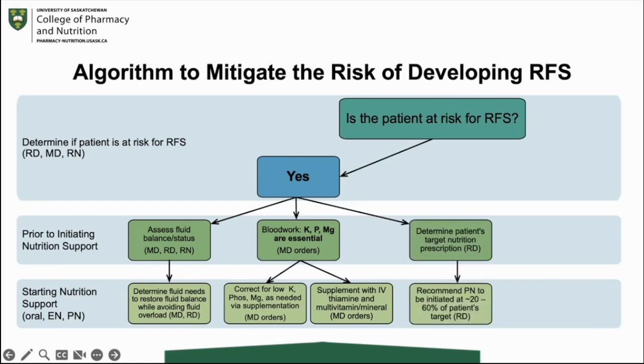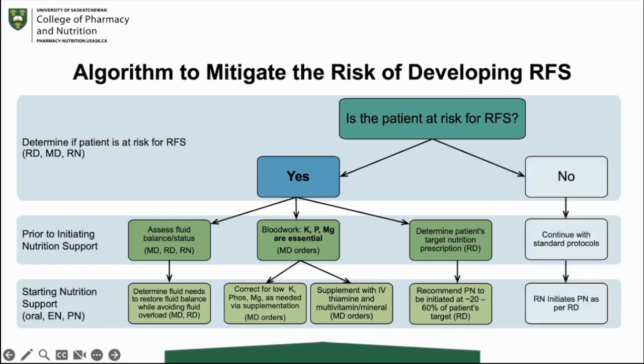From a nutrition perspective, the dietitian will determine what the patient's target nutritional requirements are. However, one of the most crucial aspects of reducing the risk of refeeding syndrome occurring is to start PN slowly, meaning that the amount of PN solution provided might be as low as 20% of their estimated calorie target. The higher the risk of refeeding a patient is, and this is easily determined by a dietitian, the lower the amount of calories will be given. On the other hand, if a patient is not deemed at risk for refeeding syndrome, enteral feeding can be initiated as per standard protocols as per the dietitian's recommendation.